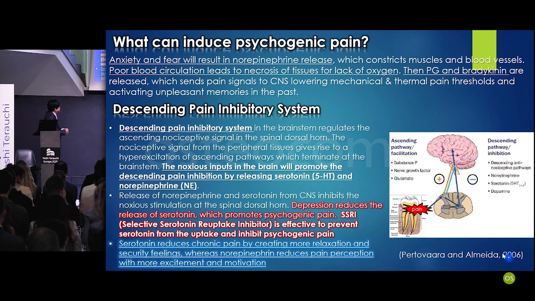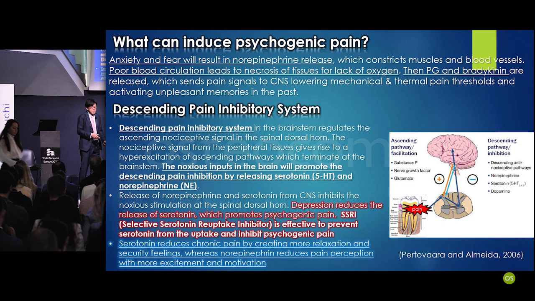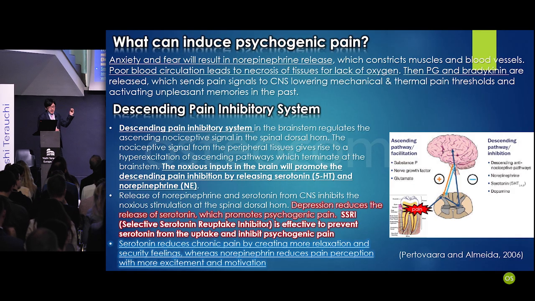So actually, this study showed depression reduces the release of serotonin, which promotes psychogenic pain. So if you are depressed, if you are mentally stressed, you don't have the descending pain inhibitory system. This means you don't have serotonin release. If you don't have serotonin release, you stay worried about the injury that you had. It's very important to understand the pathological processes to healing.